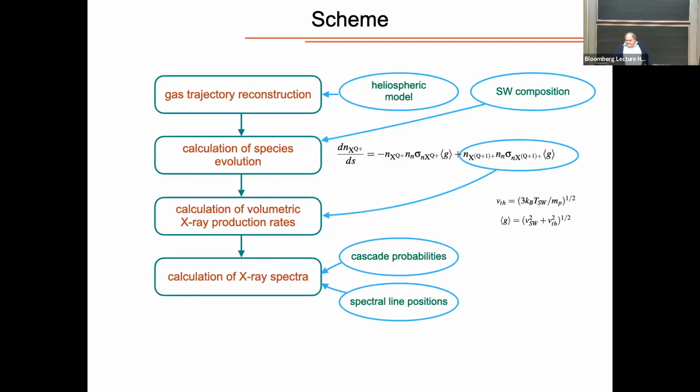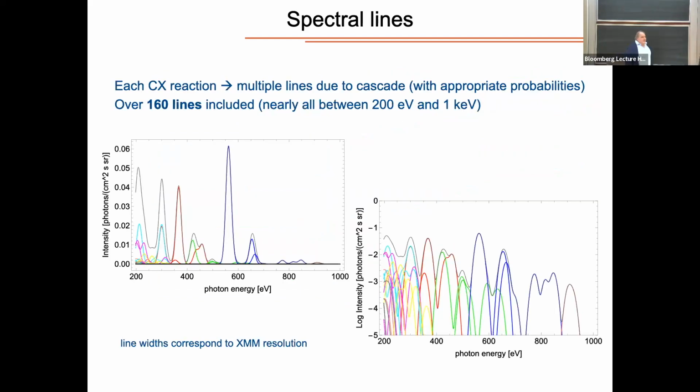Right. Next, we want to compare what we've got with observations. So we want to calculate spectra. Calculation of spectra is straightforward as long as you know cascade probabilities, and this is a big unknown. There is a lot of guesswork here. For the spectral line positions, we have catalogs, so we can use that. Here's what we have for XMM resolution.